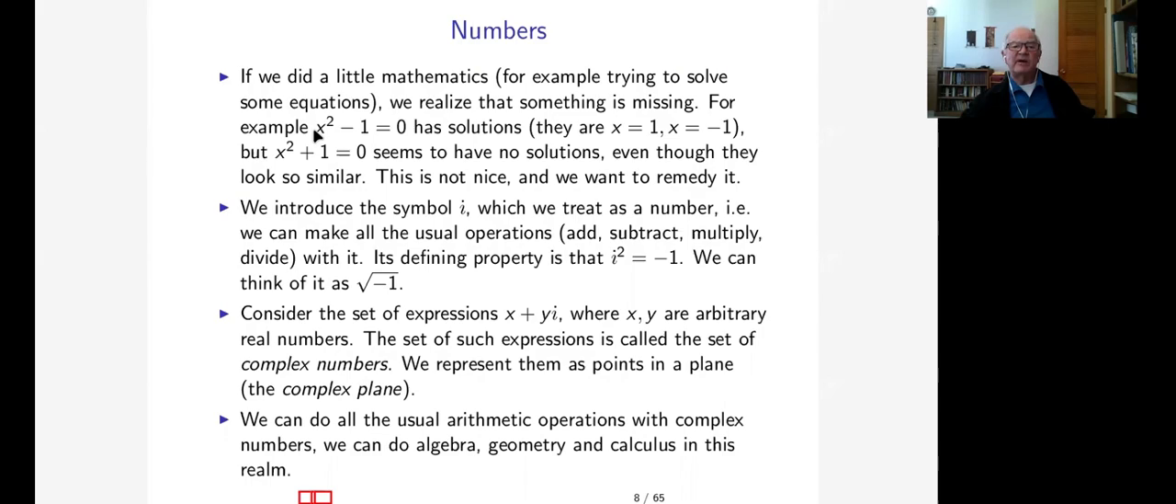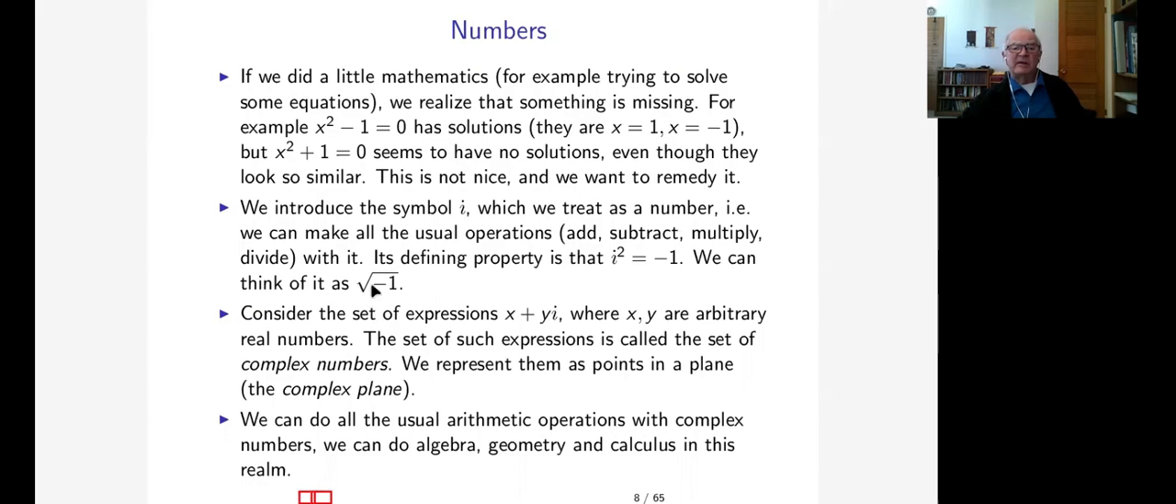So for instance, this equation, x squared minus 1 equals 0, has two solutions, x equals 1 and x equals minus 1 are both solutions of this. I just change one little sign, I take x squared plus 1 equals 0, and it seems to have no solutions. And this is not nice, something is wrong here, something is unbalanced.